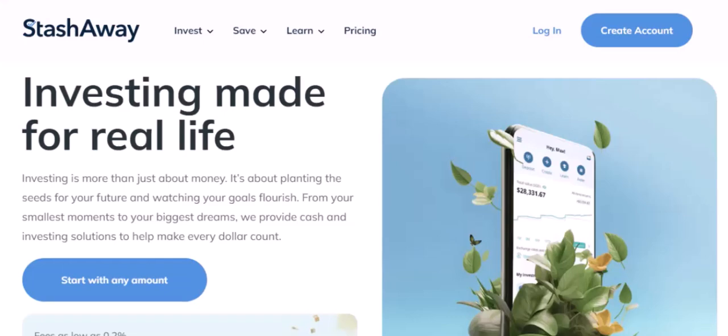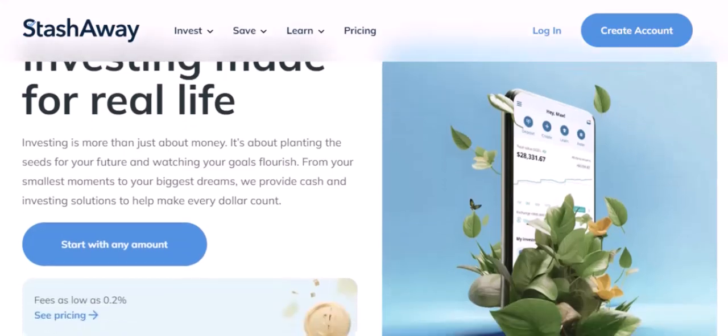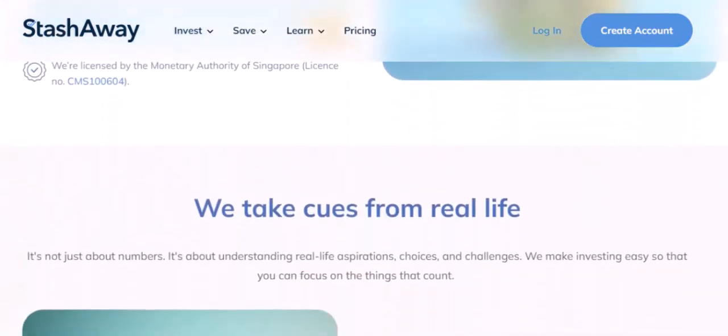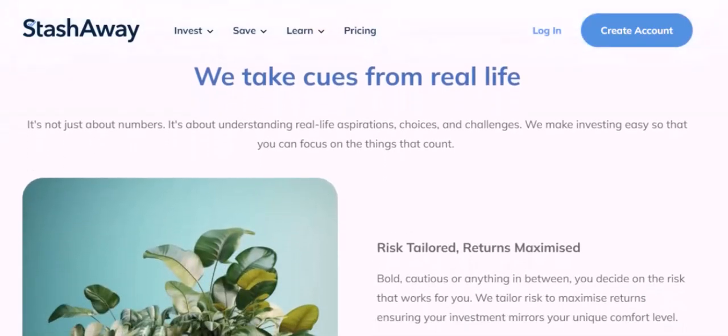Debit or credit card: many platforms, including StashAway, allow you to fund your account using a debit or credit card. However, be mindful of potential fees. Mobile money: in regions where mobile money is popular, you can often transfer funds from your mobile wallet to your StashAway account.